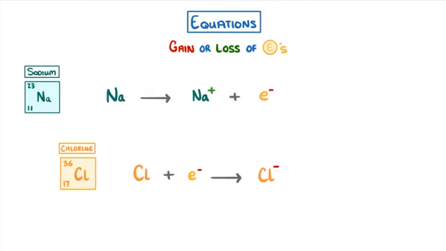So as you can see, if the atom is becoming a positive ion and losing electrons, then we place the electron on the right of the reaction. While if the atom is gaining electrons, we place the electron on the left to show that it's combining with the atom.